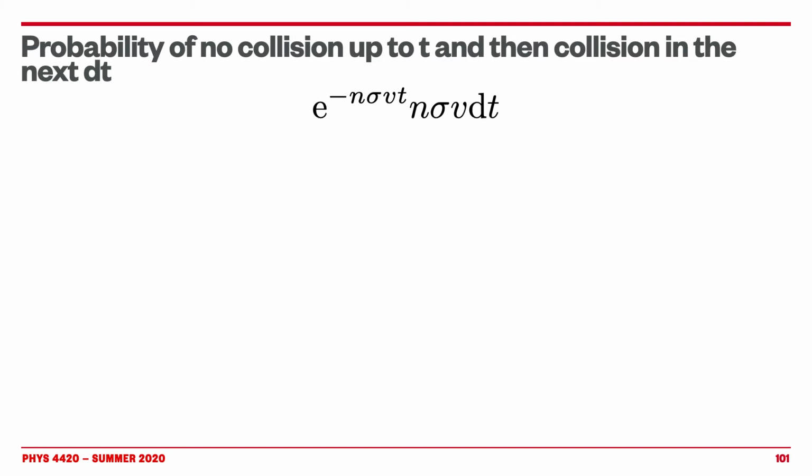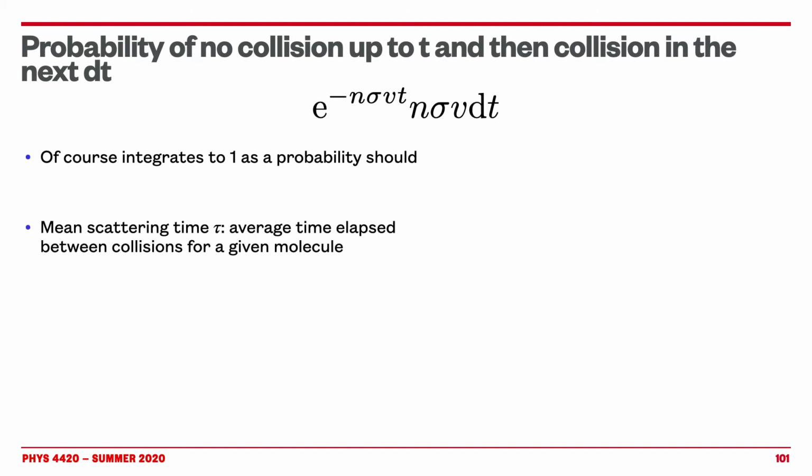So if you integrate this over all the time, you will find that it integrates to 1, as a good probability should do. Nice. Now we have the probability of no collision up to time t and then the collision at time dt. And of course, that's nice because I can actually obtain the mean scattering time. Remember, this is the time on average that happens between two collisions.